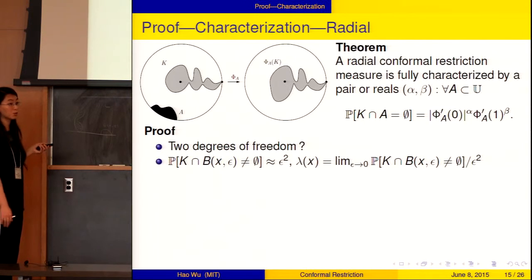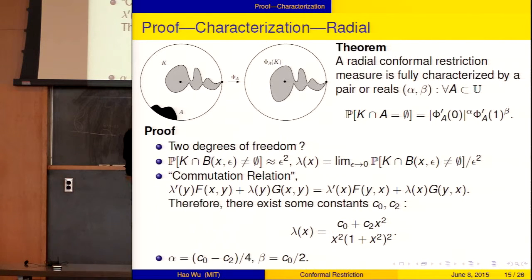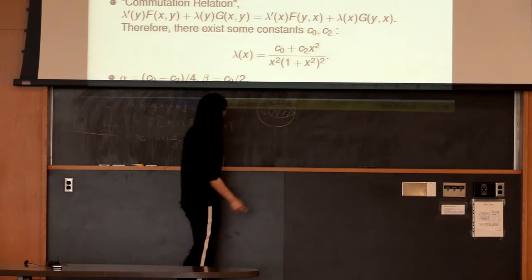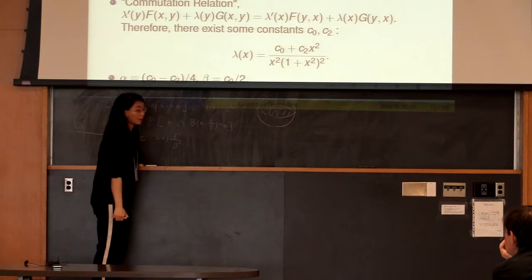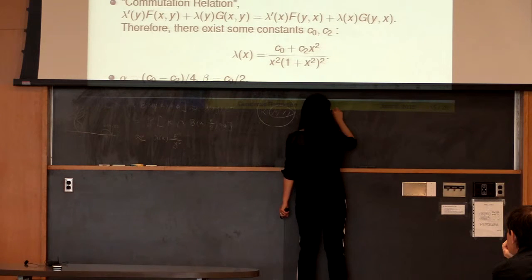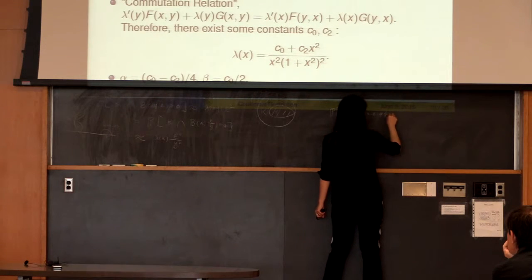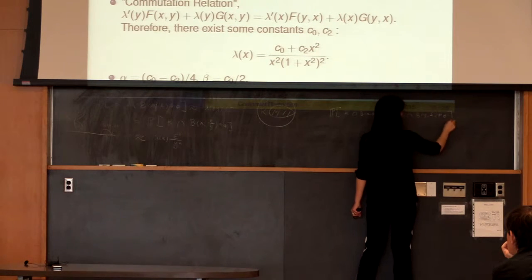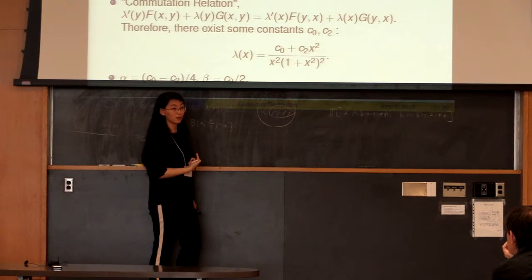So we have to find something to replace scaling invariance to analyze this function lambda. What we use here is called the commutation relation. So now we draw 2 small balls on the boundary, B x epsilon and B y delta. We calculate the probability that this K hits both of them. And of course, we know that this probability will decay like epsilon squared times delta squared.